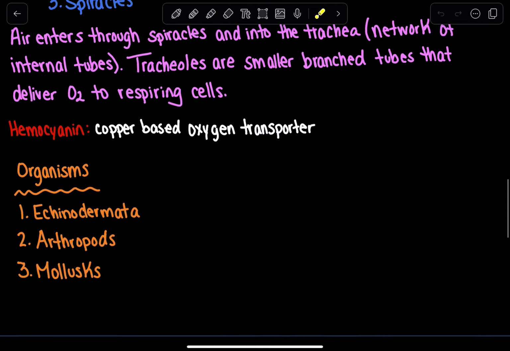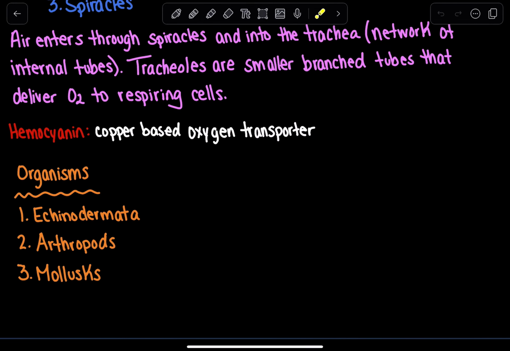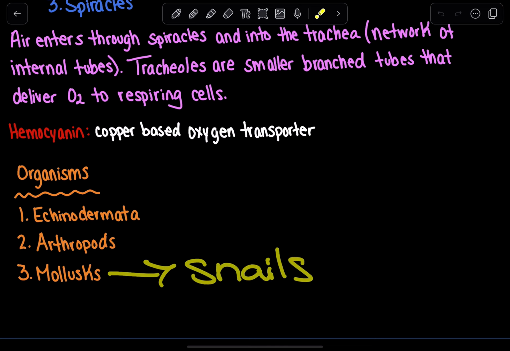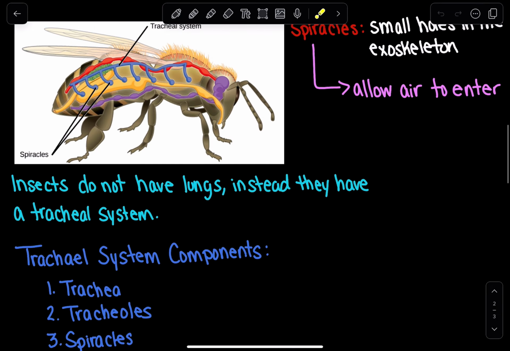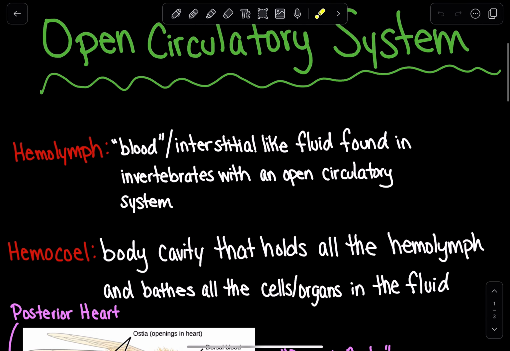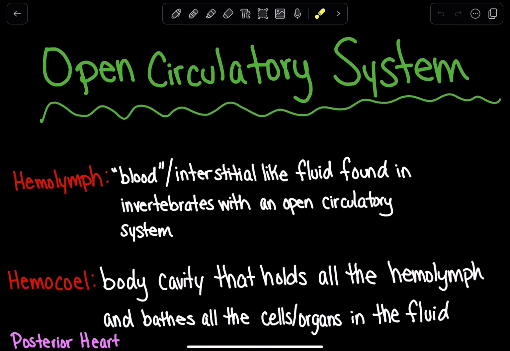Now, the last thing to mention is which organisms will exhibit an open circulatory system. Well, of course, we are going to have our arthropods. That includes our bee, just like in the diagram above. It includes our mollusks, for example, the snails. And it also includes echinodermata, for example, the starfish. And that is essentially the open circulatory system. It is a system in which the fluid that carries the nutrients and gases is not enclosed by blood vessels. And instead of having blood or interstitial fluid, we have hemolymph, which is found in the hemocoel.